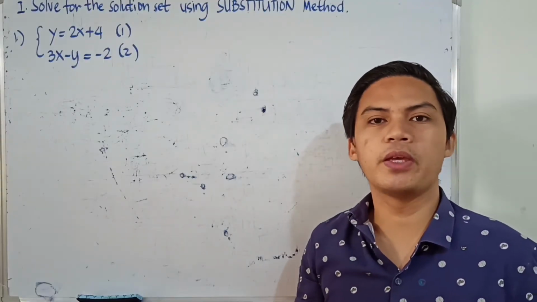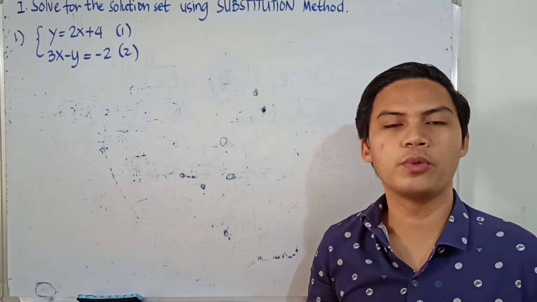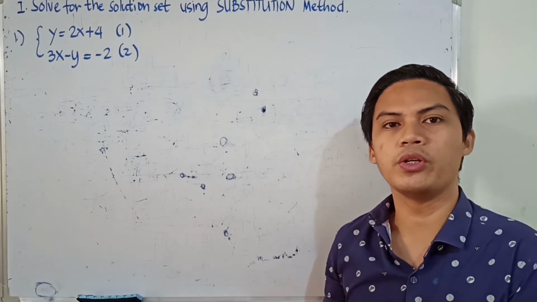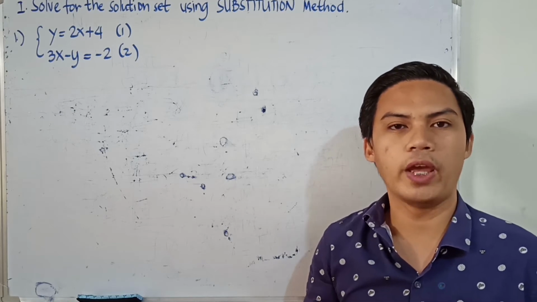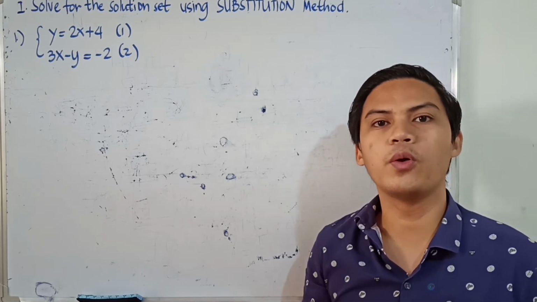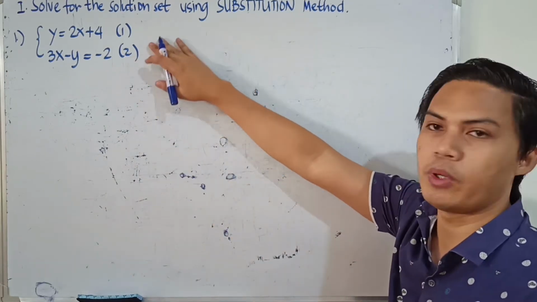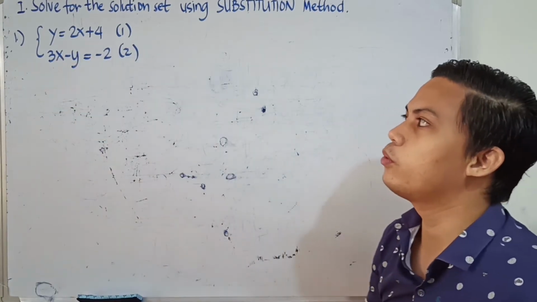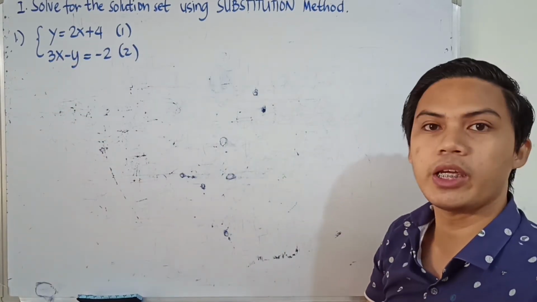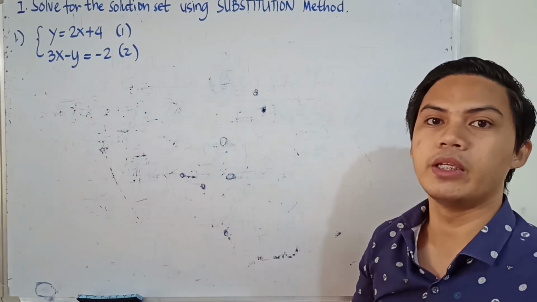So the first method that we're going to use is the substitution method. In the substitution method, we're going to use one equation and substitute it into another equation to get the values of x and y. So how are we going to do it? Let's have an example. We have here two equations. Our first equation is y is equal to 2x plus 4. Our second equation is 3x minus y is equal to negative 2.